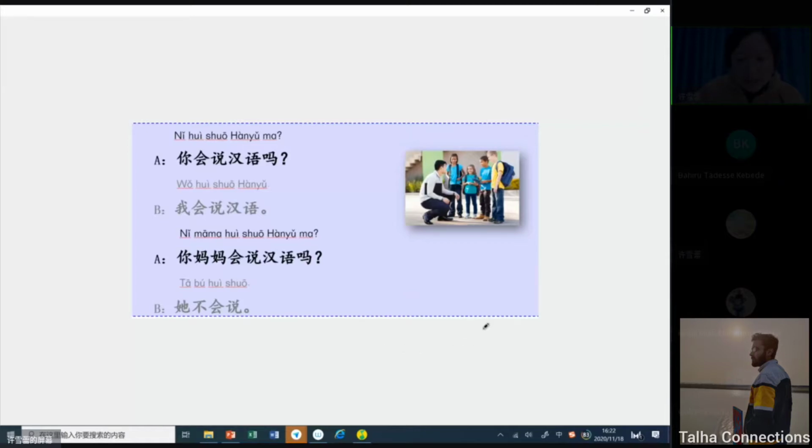会说汉语，会写汉字。Or 会做中国菜, right? Last time we learned 会做中国菜. Okay, 好，这是 the sentence structure 会.